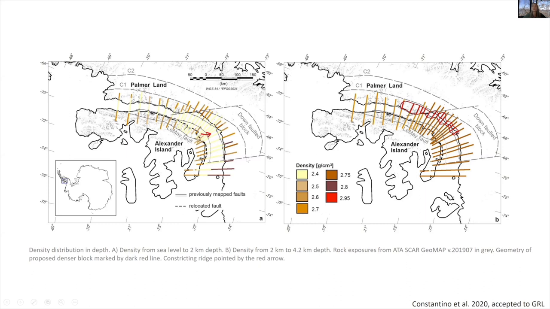The second thing that I want to highlight is that after doing these models, we are proposing here that we probably have a denser block here marked in red. We saw these denser blocks all over those profiles and we have set the edge of the denser block from the increase in the gravity gradient. It seems to be offset by this fault here. So we believe that this body was placed before the motion of the fault.